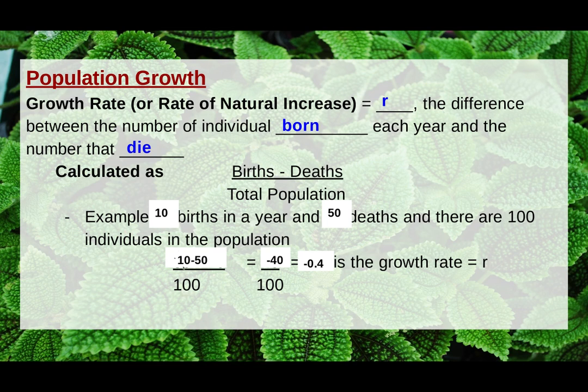I don't flip the numbers because 50 is bigger than 10. I still start with births. I have 10 births, 50 deaths. So 10 minus 50 is negative 40, and in this case, you would have a negative 0.4 growth rate. That means the population's declining. If you think about it, it still makes sense because if only 10 are being born and 50 are dying, you have a population decrease.